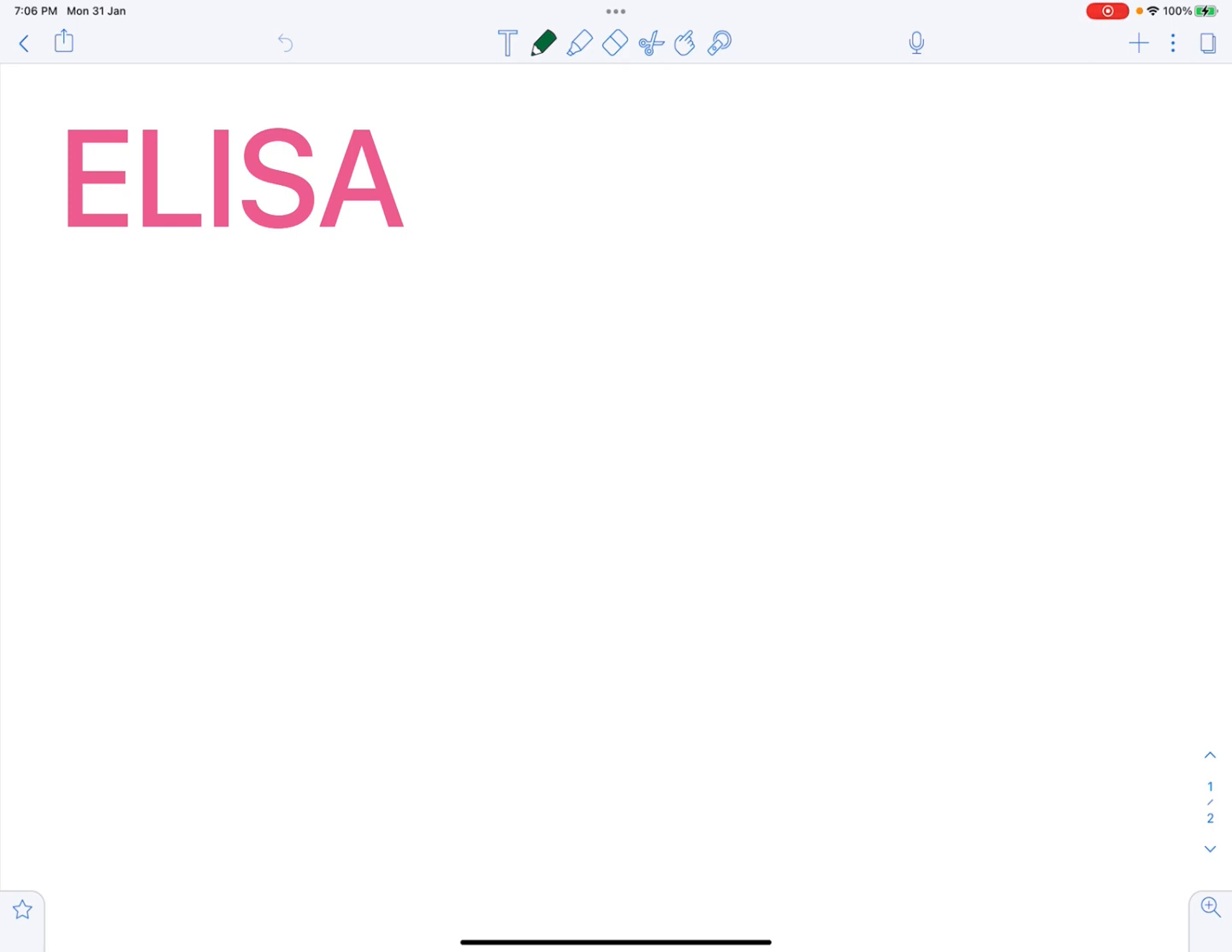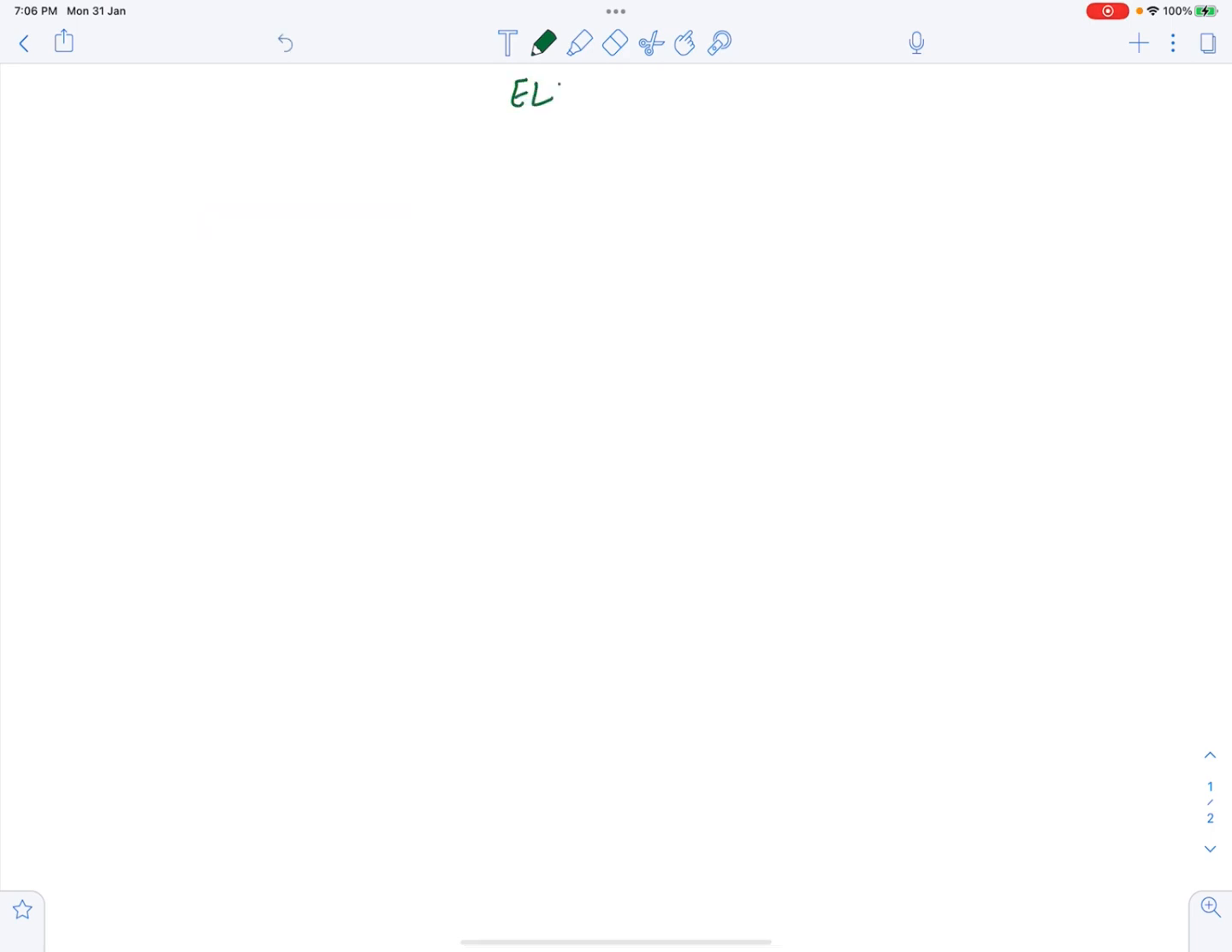Today we will be discussing a technique which is ELISA. This ELISA is one of the commonly used techniques in biochemistry laboratory by which we can estimate various hormones, proteins, various markers or various infectious disease markers.